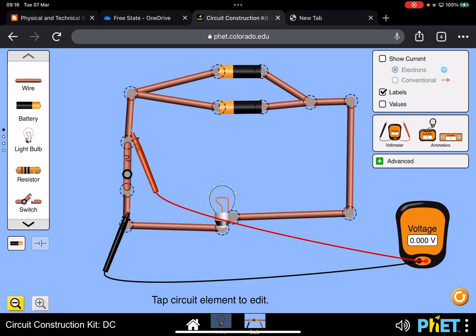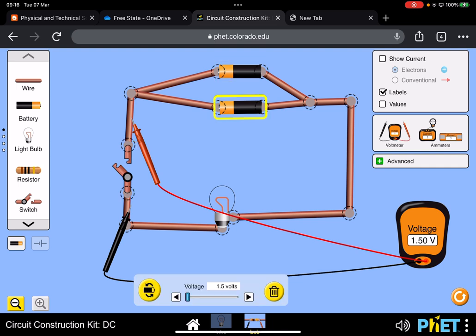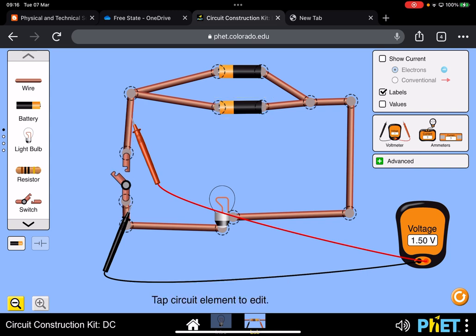Okay. Right. So when the switch is open, what will the volts be? The switch is open, what's the volts? A switch closed? 0. So why is it not now 3? Because we have 2 cells.